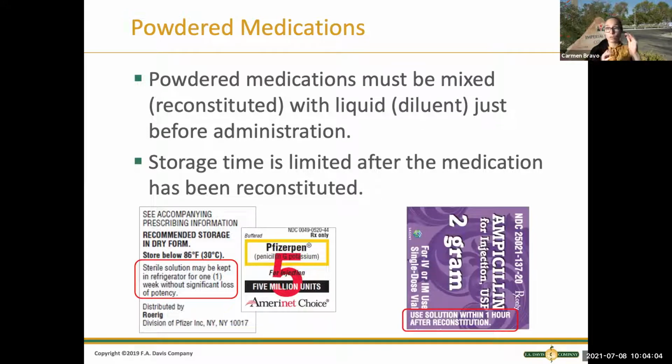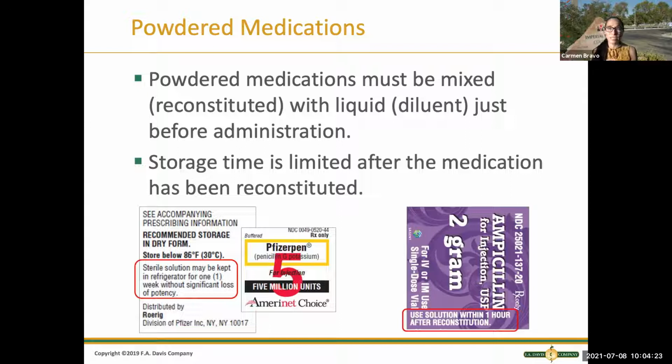Sometimes we have these really nice fancy vials that we just push, or even bags. There are some bags where we just break the seal and it automatically has the fluid and just mixes up. So cool. But for most of the antibiotics, we actually have to add the diluent.